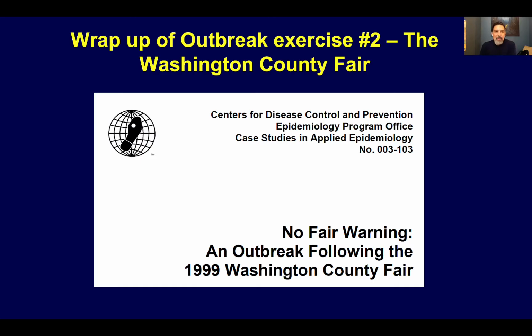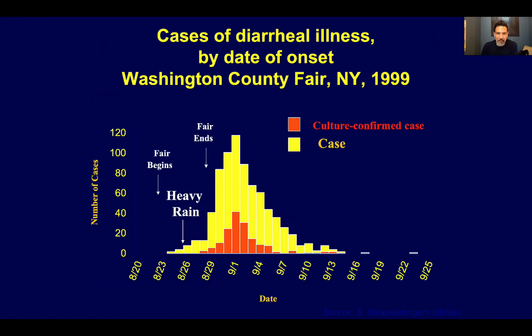Okay, so let's wrap up the outbreak exercise number 2, the Washington County Fair outbreak. You should have had an epi curve that looks like this, that shows the cases of diarrheal disease by date of onset after the Washington County Fair, and if you've annotated your curve, you would see that in relation to when the fair started, when there were heavy rains, and when the fair ended, and the cases that subsequently occurred.